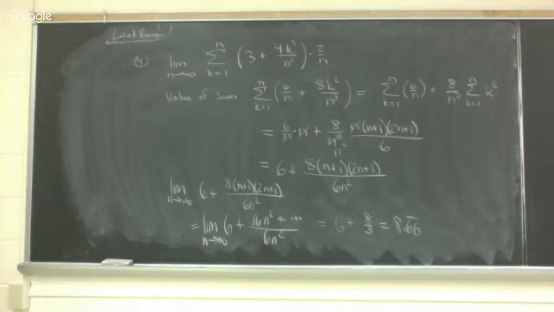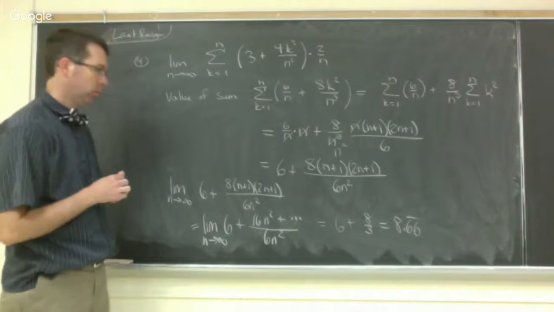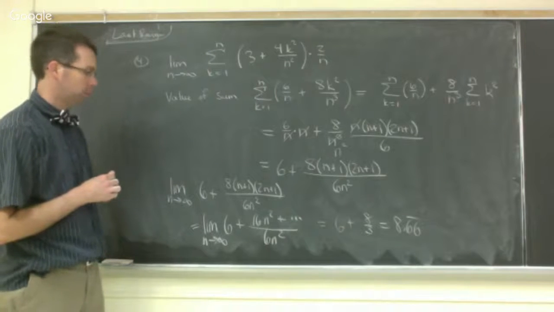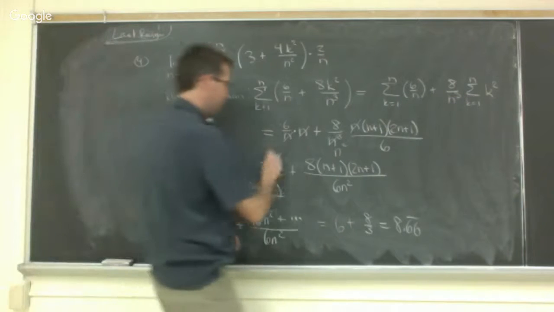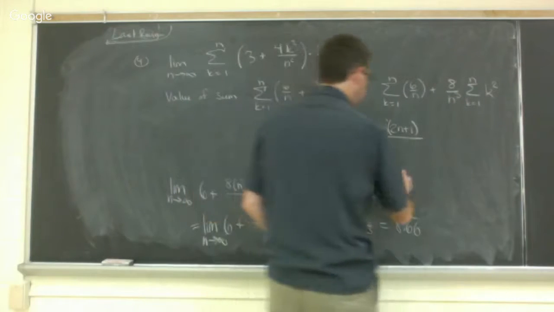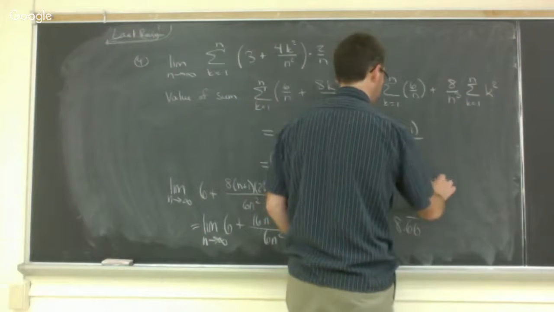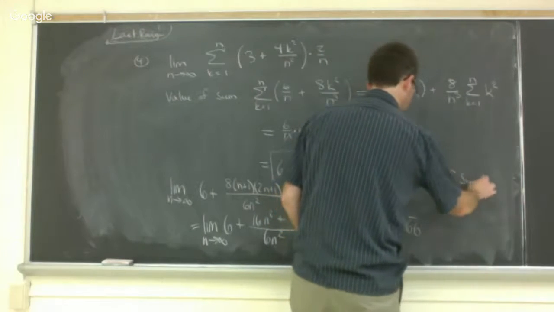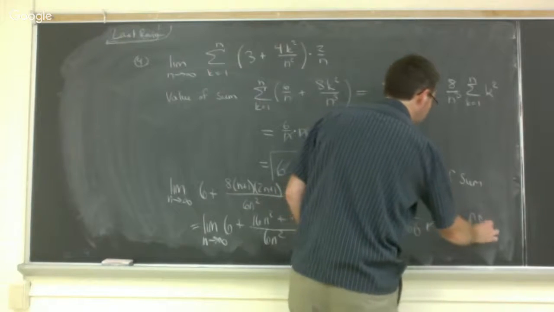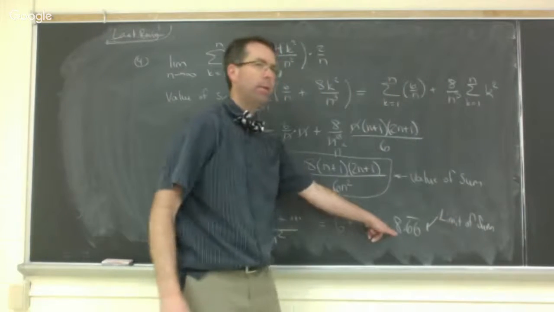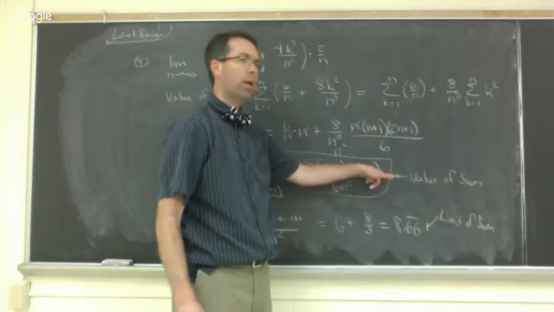Okay. And I did push through that limit a little faster rather than spend all the time on it. So the 8.66, that's the value of the limit, and then the 6 plus 8 times n plus 1 expression, that's the value of the sum. This is the limit of the sum, and this would be the value of an integral. This is the approximation of the integral.